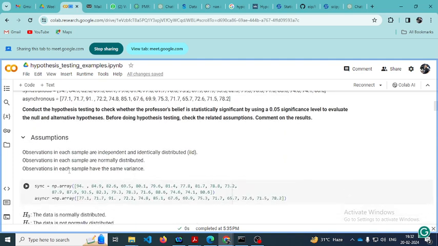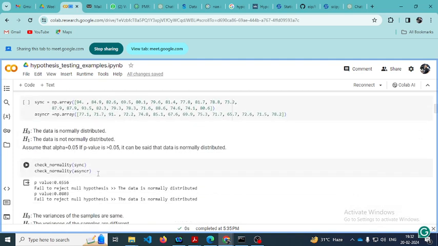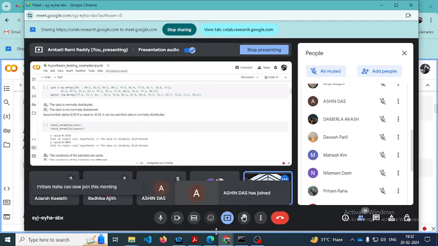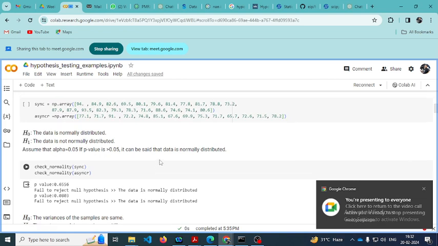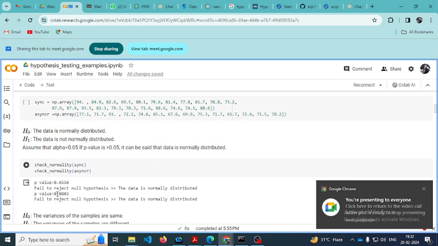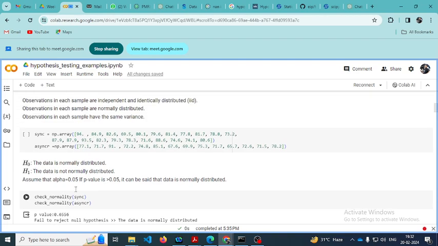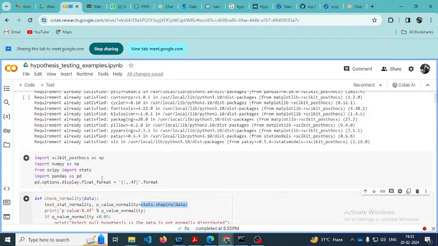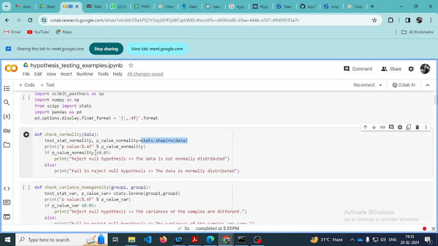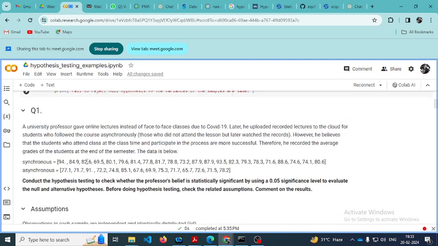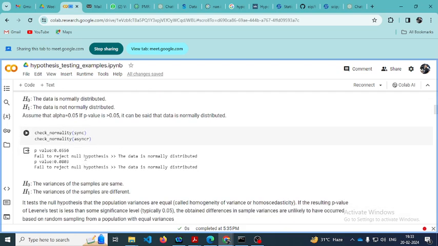So if you are calling this on the asynchronous data, again it will give the p value as 0.0803. So if you check this one, 0.0803 less than 0.05, is it true? No, right? It is false. So it fails to reject the null hypothesis. So the conclusion from these two things, you are getting two different values.